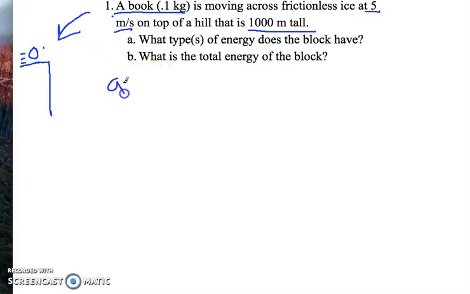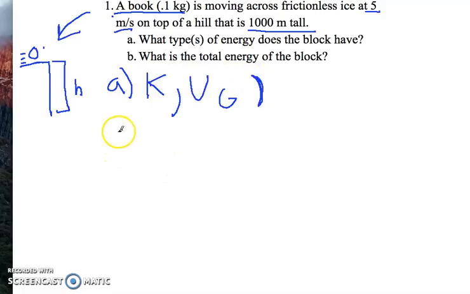So what types of energy does it have? There are lots you could argue, but the most obvious ones are kinetic, which I'll abbreviate K, because it's moving, and gravitational potential, because it's raised off the ground. There's some height above the ground. So those are the two big types of energy. You could technically argue other ones, but these are the ones you're most concerned with.